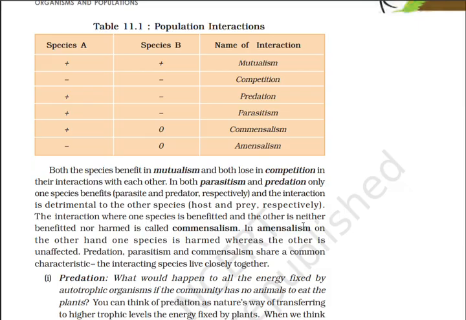In amensalism, on the other hand, one species is harmed whereas the other species is unaffected. Predation, parasitism, and commensalism share a common characteristic. The interacting species live close together.